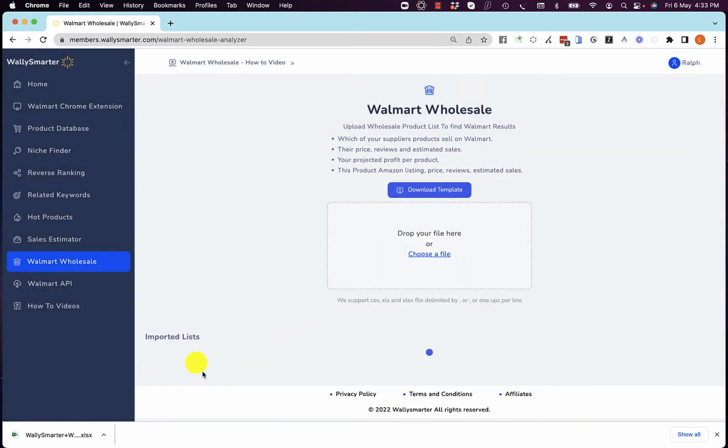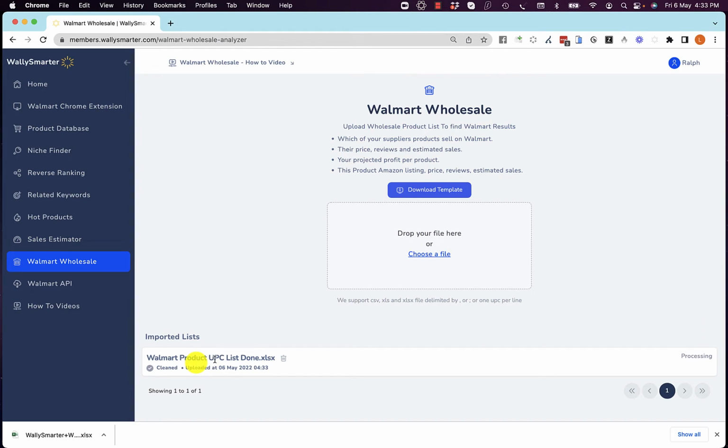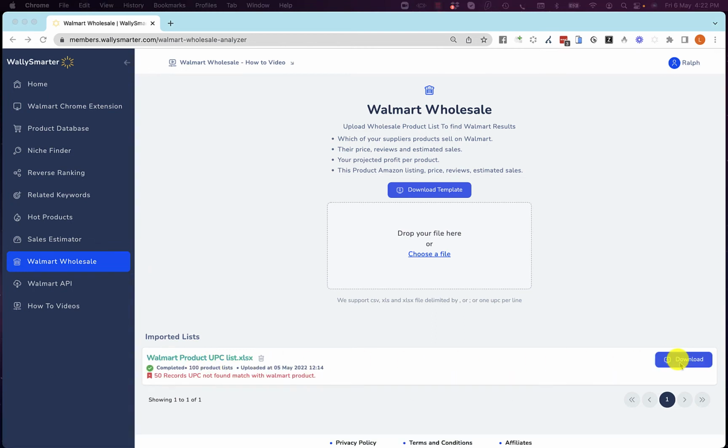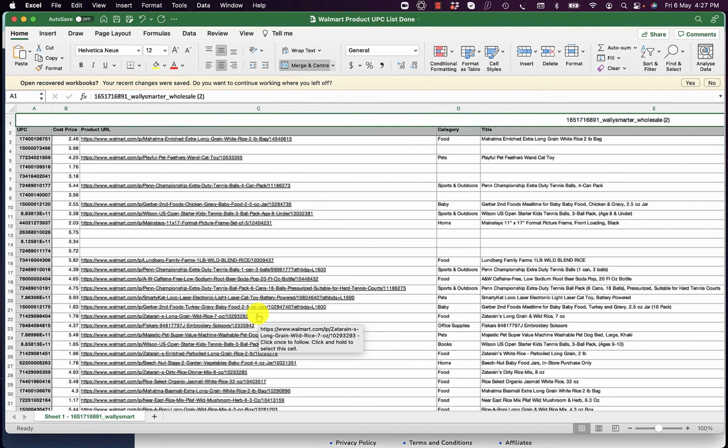We're in the process of finding all those UPCs on Walmart and telling you all the information about it. How many units they sell, who the supplier is, who the seller is, and when it is finished, it will say completed. You click download. There's your file. Here we can see the completed sheets.